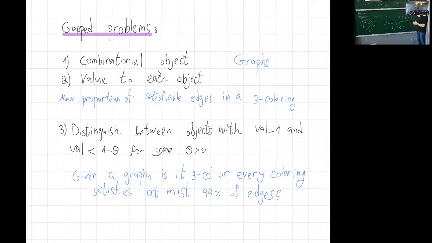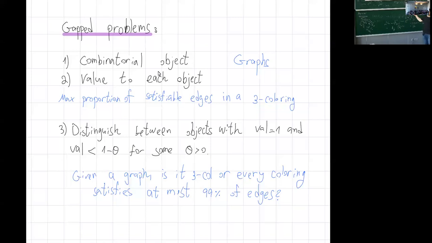So for example, if I choose theta to be 0.01, this is the following kind of question. I'm giving you a graph, and I promise you, this graph is either 3 colorable, or at most 99% of its edges can be simultaneously satisfied by a coloring. Okay, so like it's a highly non-3-colorable graph. That's the way you should think about it.